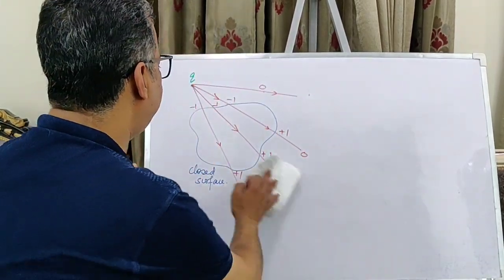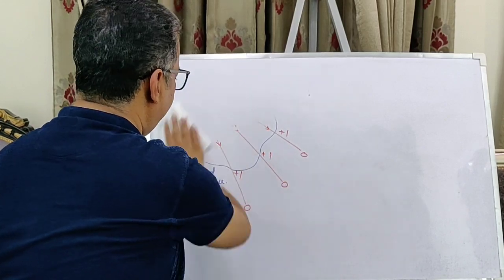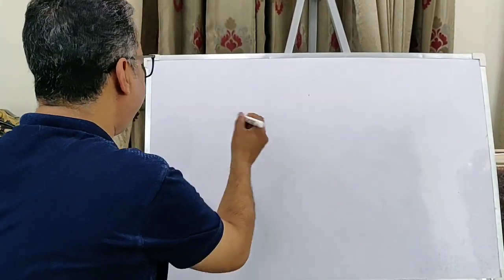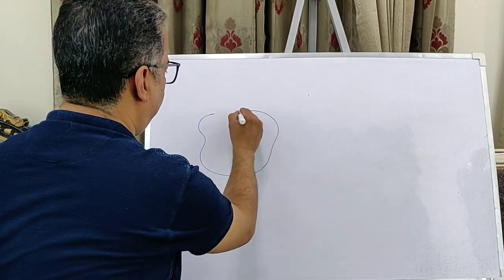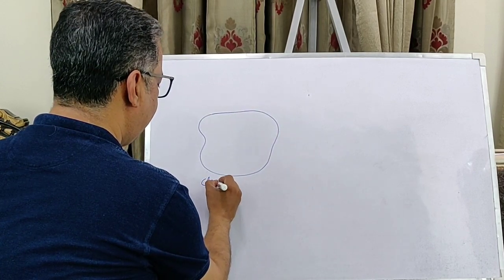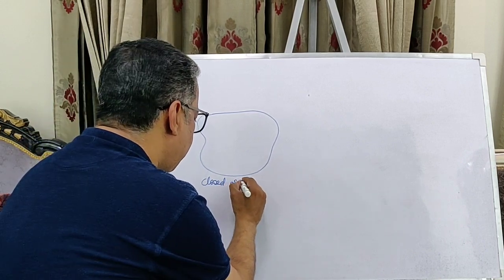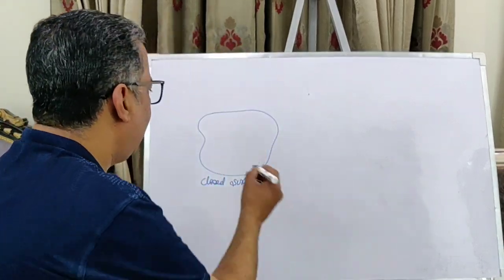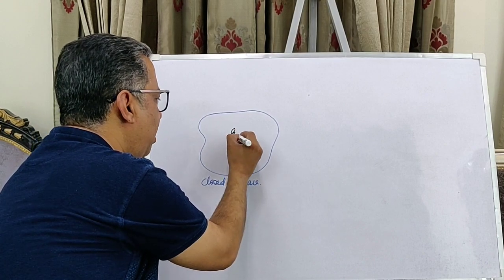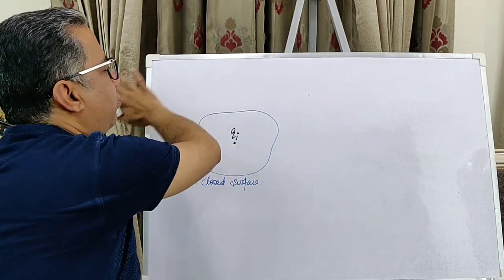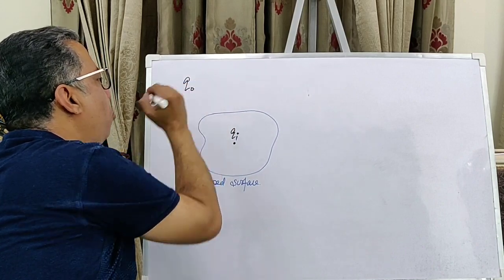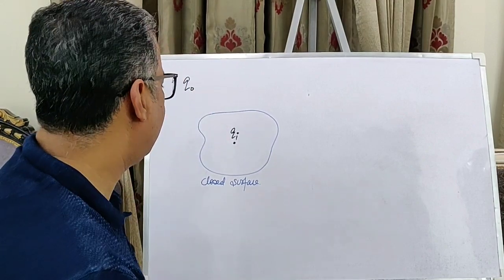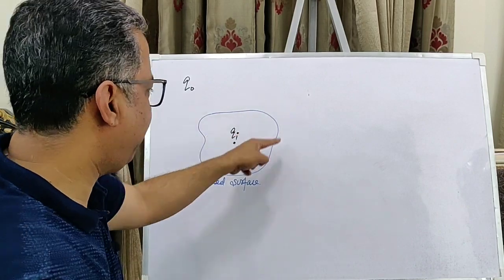Now what Gauss's theorem really says is that if we have a closed surface, and we have inside it charge qi, i for inside, and we have charges outside it as well, let's say qo, o for outside, so charges are there outside it, charges are there inside it, and we are interested in calculating the flux through it.